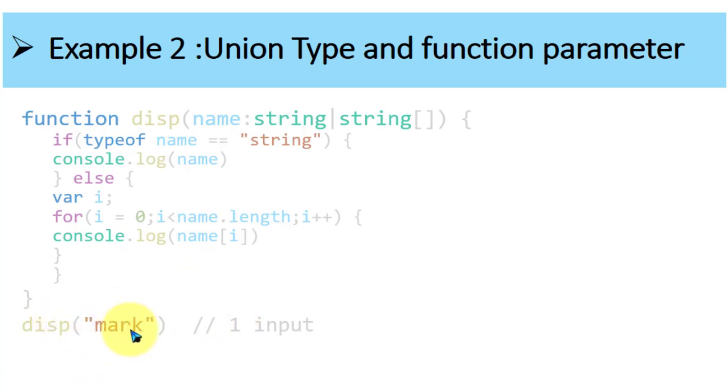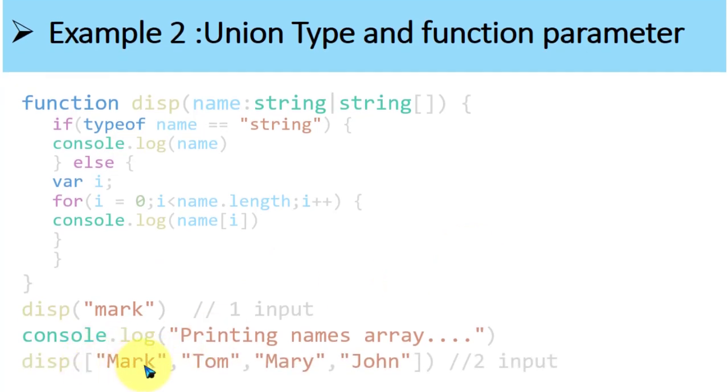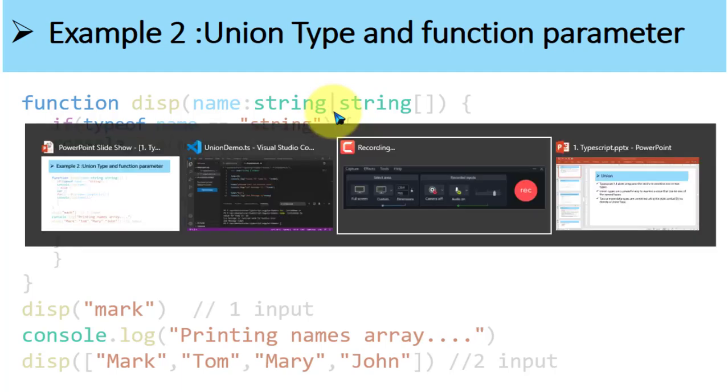Now what is the first function call? It is Mark. In that case, the type used is string. And second, suppose I pass an array directly, so the else part will execute and it will print one by one: Mark, Tom, Mary, John. So two function calls are possible for a single function definition, because you can combine multiple data types using the union pipe symbol, correct? Now just check the output.